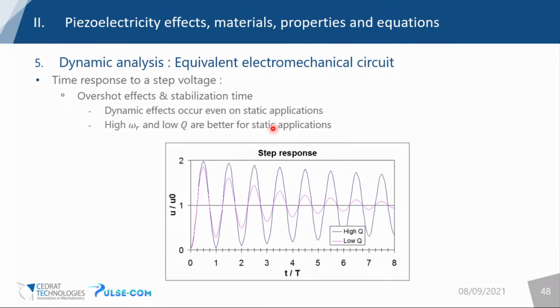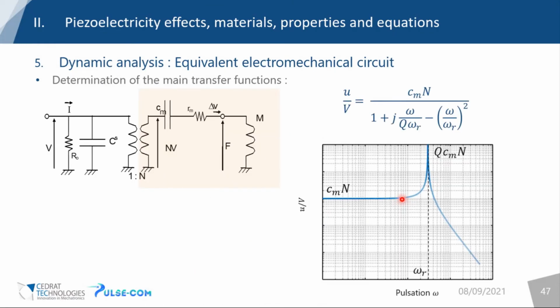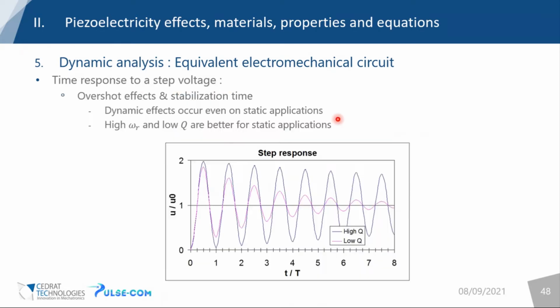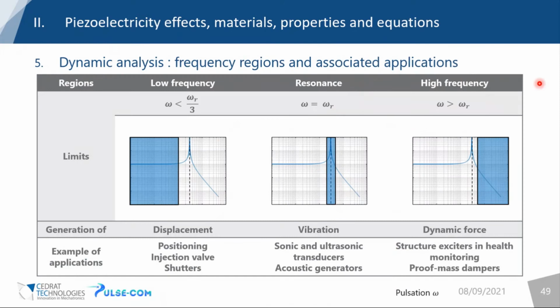And the effects on the piezo actuators are the following: if you have a high resonance frequency and a low quality factor, especially a low quality factor, it means that the system is correctly damped, so you have fewer oscillations than with a high quality factor. And having a high resonance frequency means that you have a higher range of frequency to work with static applications. This is summarized in the following table.